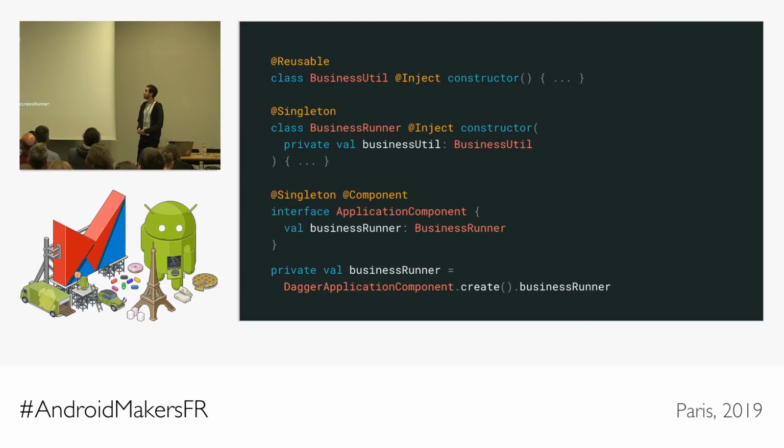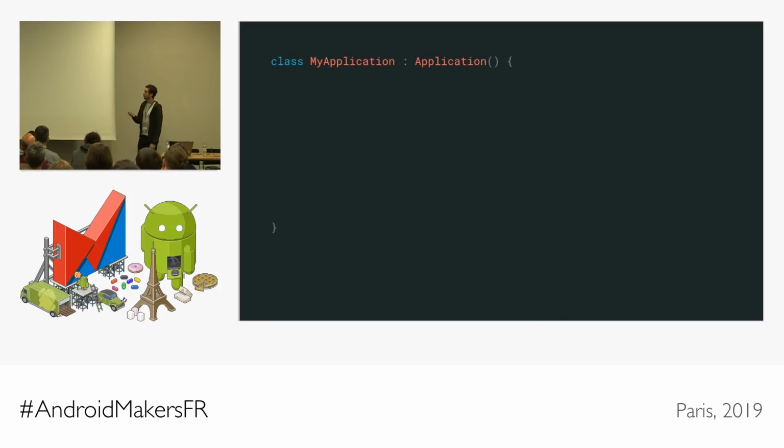So let's see what we have. We have our 2 business classes. They're currently our object graph. One is a singleton, the other is reusable. And then we have our component. And whenever I want a business runner, I can just ask one from the component. But I don't really want to create an application component every time I want to get a dependency, right? That doesn't make sense. So what we usually do, we hold the component as part of our application class.